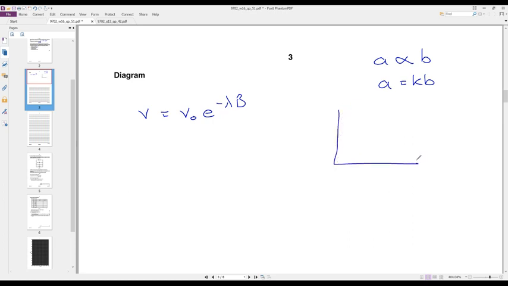And what this means is that if we were to plot a graph of V against B, other way around, B and V, what it would look like is this. And it would go through V0 here, and the lambda would just determine how steep it was. Because this is just a scaled version of e to the minus x. Are you happy with what that graph looks like?